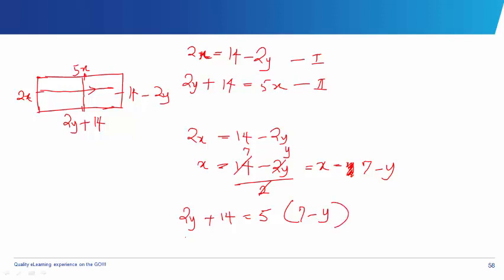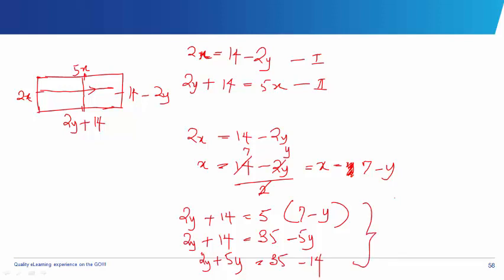So I'll open the brackets and we'll have that 2y plus 14 equals 35 minus 5y. So I'll move this minus 5y to that side. It gives us 2y plus 5y equals 35 minus 14. So let's continue here. 7y will be equal to what? 21. Y will be equal to 21 over 7, which is 3. So if y is 3, let's now look for a simple equation to substitute the y.